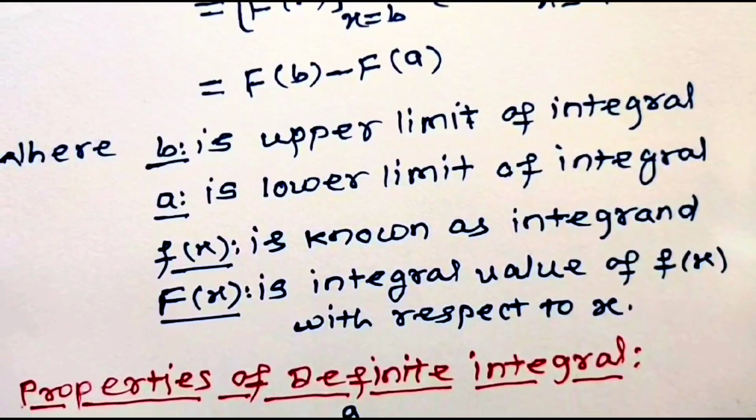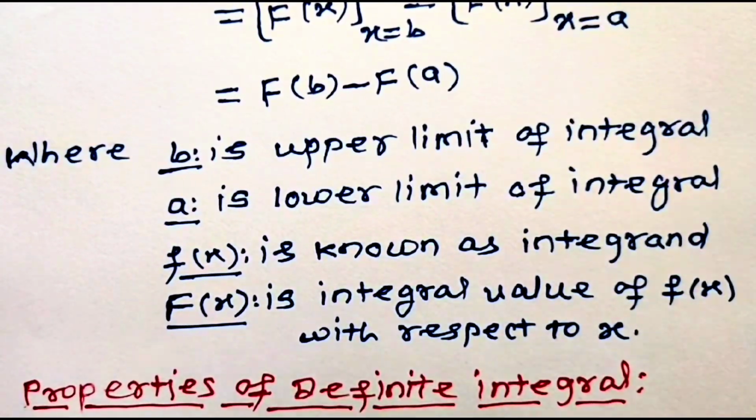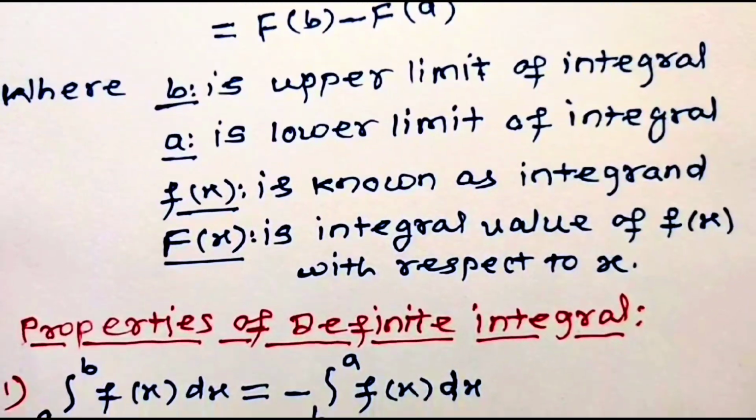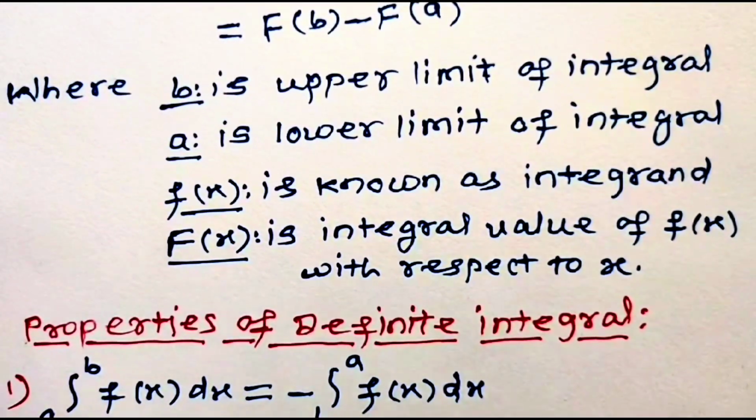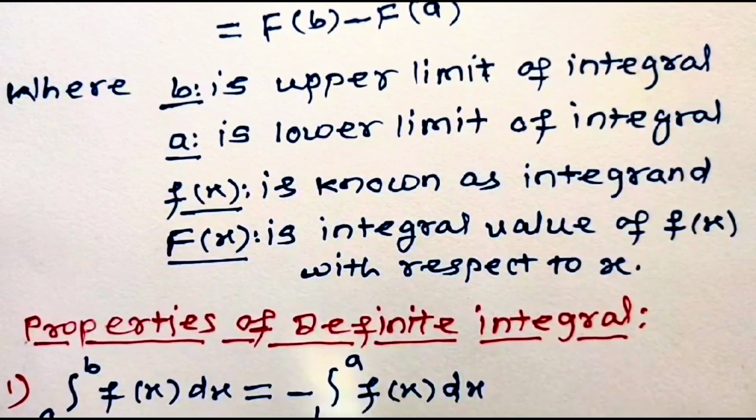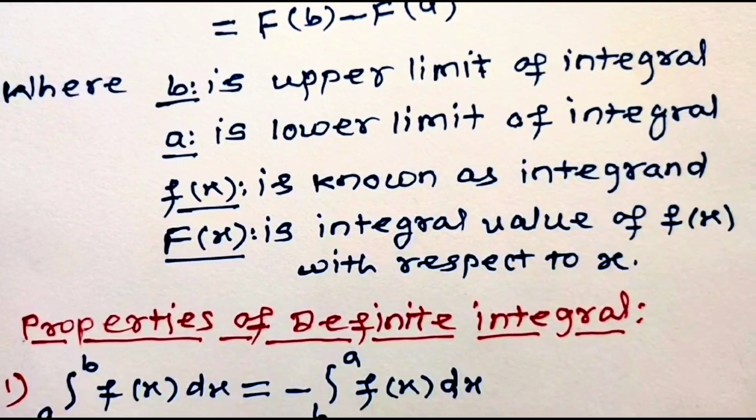Now we have to learn about properties of definite integrals. Some important properties are there. The integral from a to b of f(x) dx is given by minus the integral from b to a of f(x) dx. This means you can interchange the limits of the integral: the lower limit becomes the upper limit and the upper limit becomes the lower limit, with a negative sign. Okay, this is property number 1.